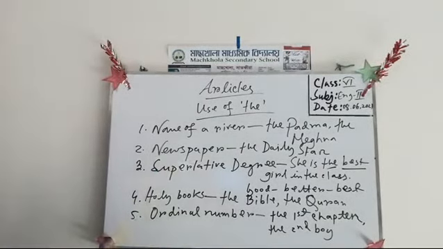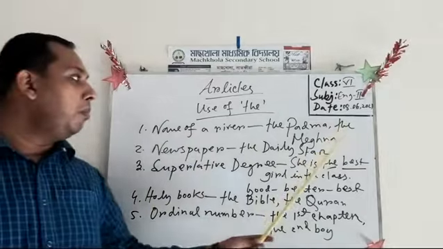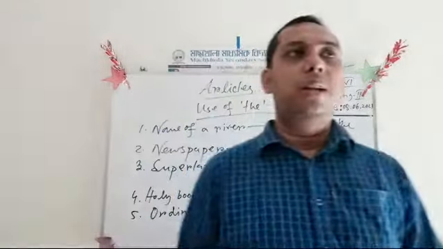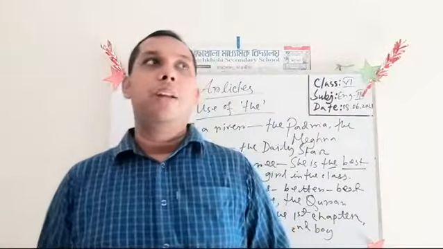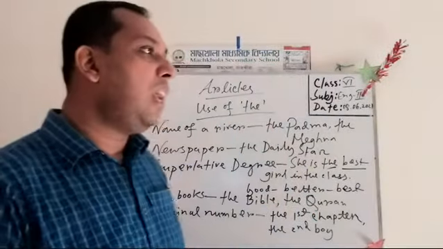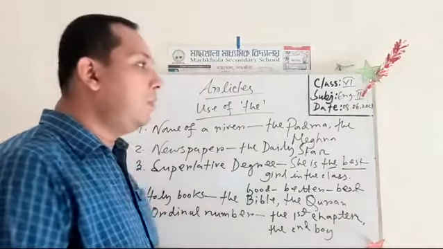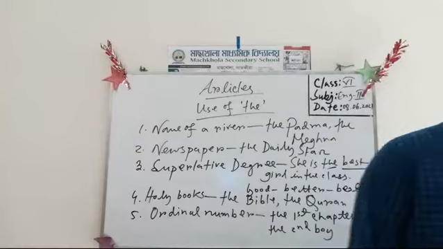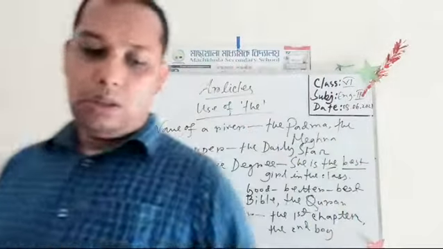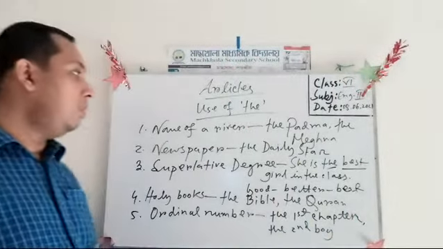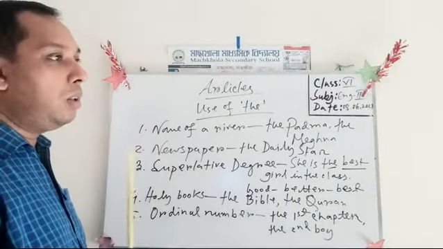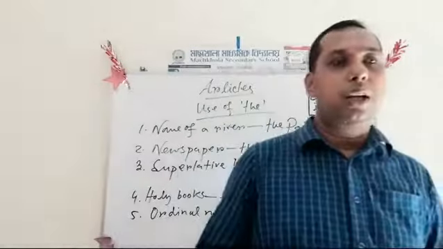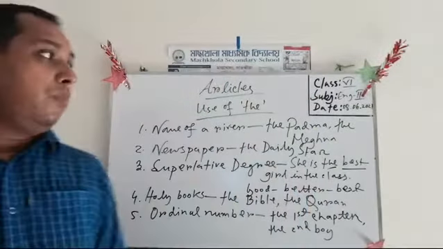We discussed the names of rivers: Padda, Meghna, Jamuna, Dhalashwari. There are a lot of rivers in Bangladesh, and there are many rivers in the world also. The Rhine. The Nile. These are the rivers. The Ganga. The Brahmaputra. So these are the names of rivers.